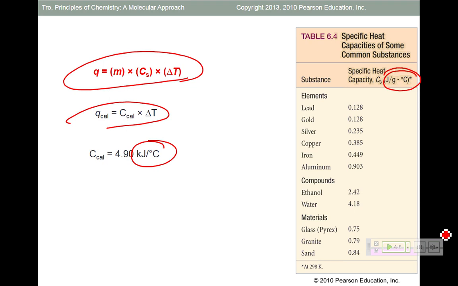But following your units will help you from making a mistake. And it's just really how we find CCAL. We basically don't normalize it to grams. So you have to watch whatever specific heat you're given, see what units it's in. If grams is part of that term, you're going to have to multiply by a certain mass, whatever you're given. If you don't have grams, then you don't need the mass to calculate your Q.